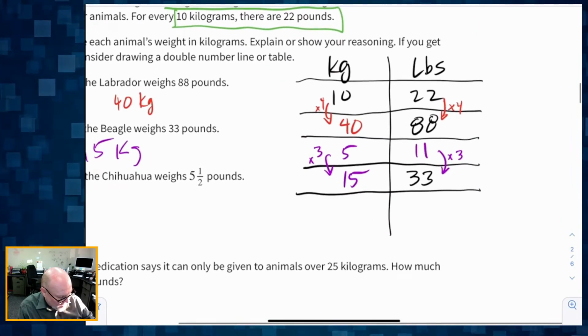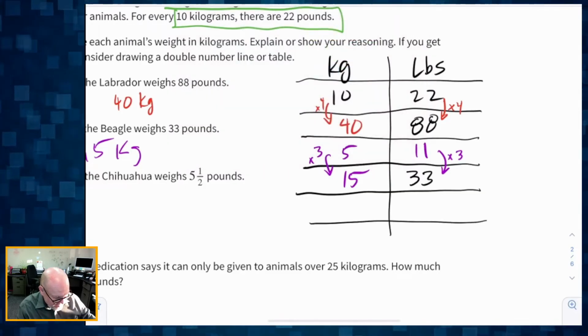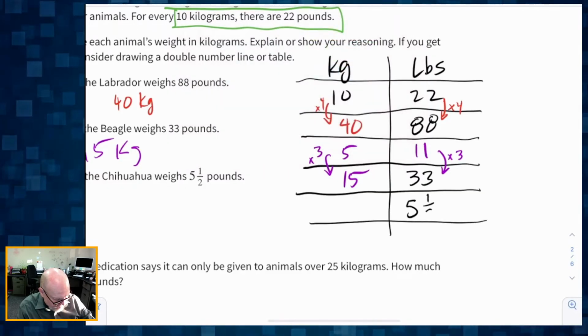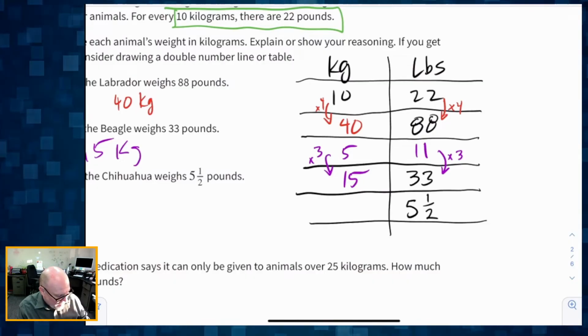Oh, cute. Okay, so 5.5 pounds. And I don't need it. This one's not terribly difficult. So if Bella weighs 5.5 pounds, how many kilograms?